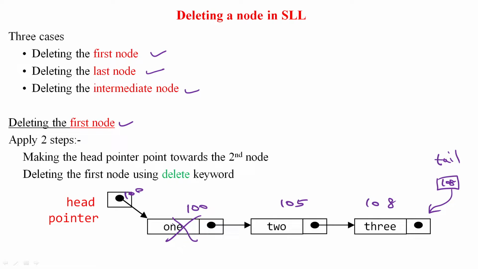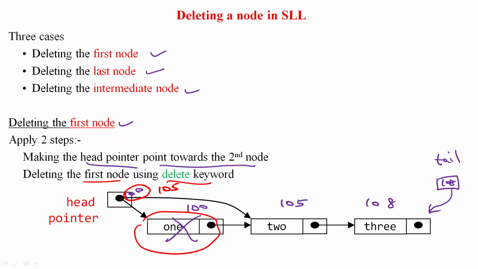If you want to delete this node, make the head pointer point towards the second node. So the head pointer establishes the link with the second node. So here, instead of 100, that address has to be updated as 105, right? Then delete the first node using the delete keyword, so this node will be deleted by using the delete operation.